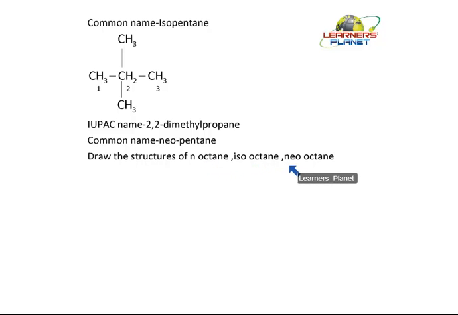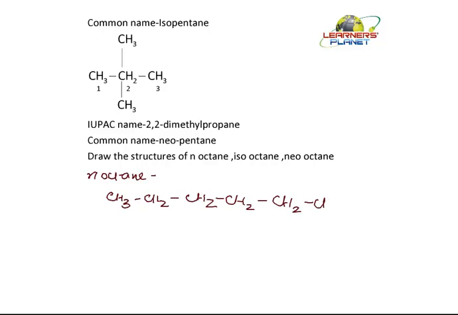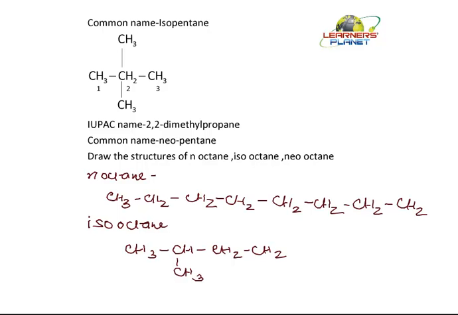Likewise, you can draw the structure of n-octane, isooctane and neooctane. Let's draw. Say n-octane. n-Octane will be a simple chain. It's a simple chain, that is CH3, CH2, CH2, CH2, CH2, CH2 and CH2. Isooctane would be what? It would be CH3, CH, CH3, then CH2, CH2, CH2 and CH3. 8 carbons, 1, 2, 3, 4, 5, 6, 7 and 8.